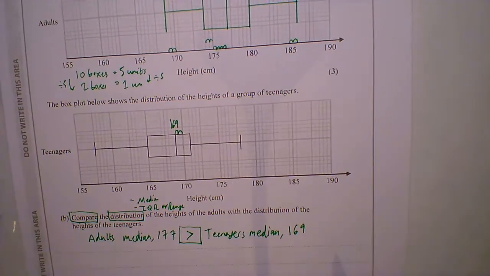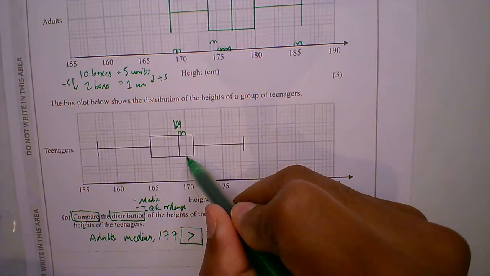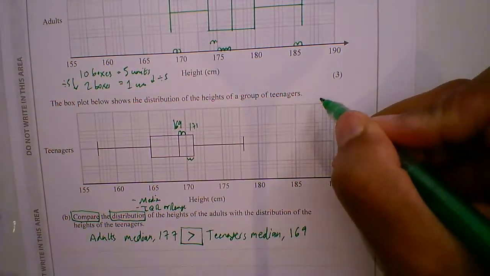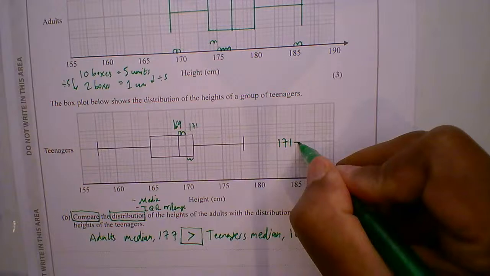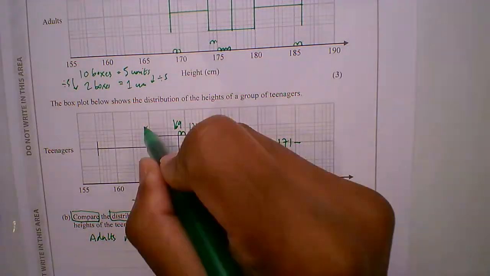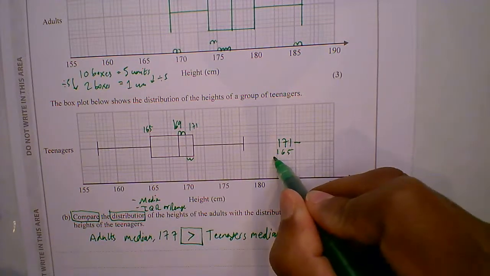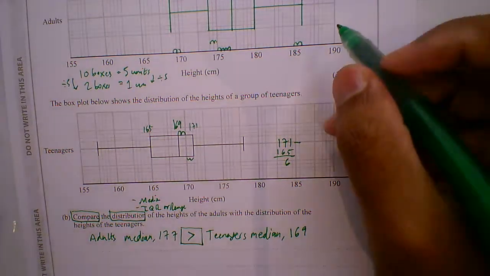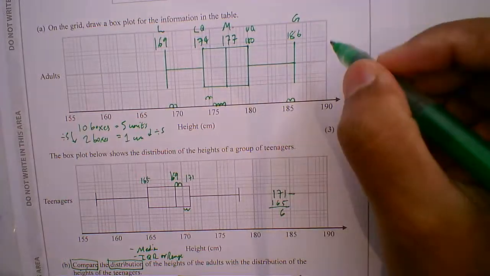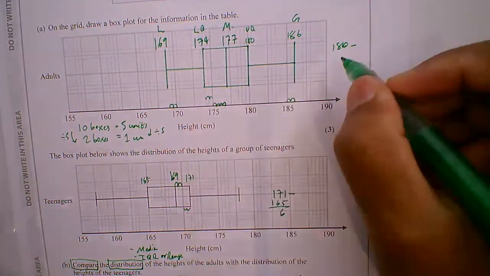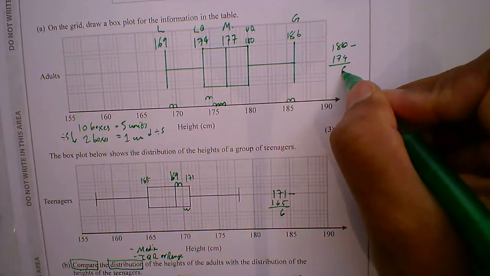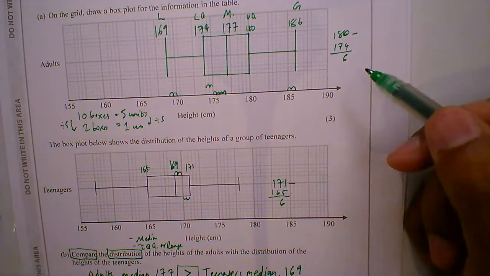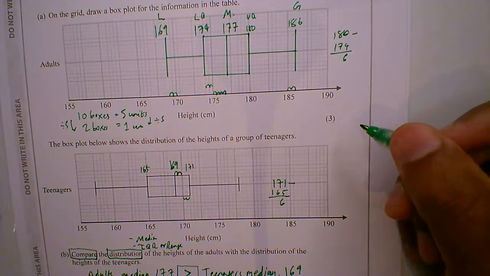I'm going to do the same thing with the IQR now. What's the IQR here? That's 171, take away the lower quartile, which is 165. That gives me 6. Use a calculator if you need to. For the other IQR, 180 take away the lower quartile 174 is 6. So you can see the interquartile range is the same, so I can make a comment that they're both equal.